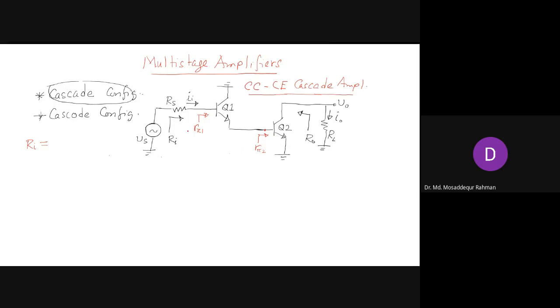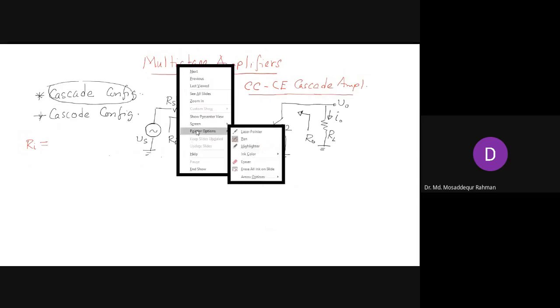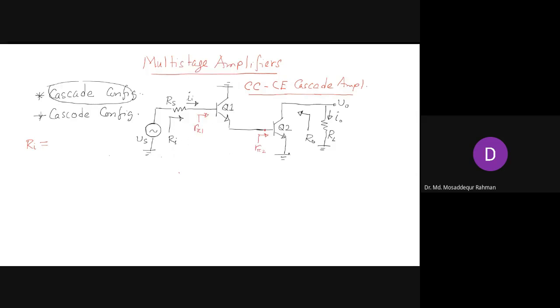So the input resistance Ri, we are looking from the input side, the base of Q1. So Ri will be R pi 1, and then we have plus. Now we are at the emitter side of Q1 and the base side of Q2, and we have the resistance R pi 2, right? So what will we basically see from this point?